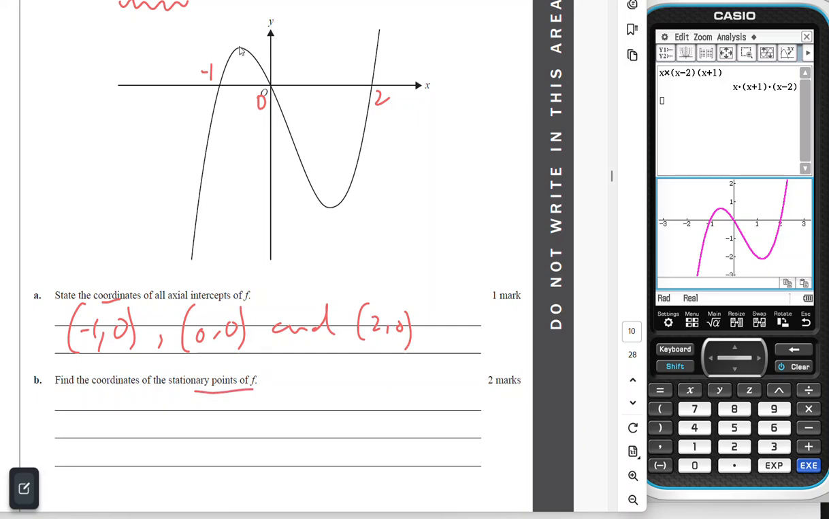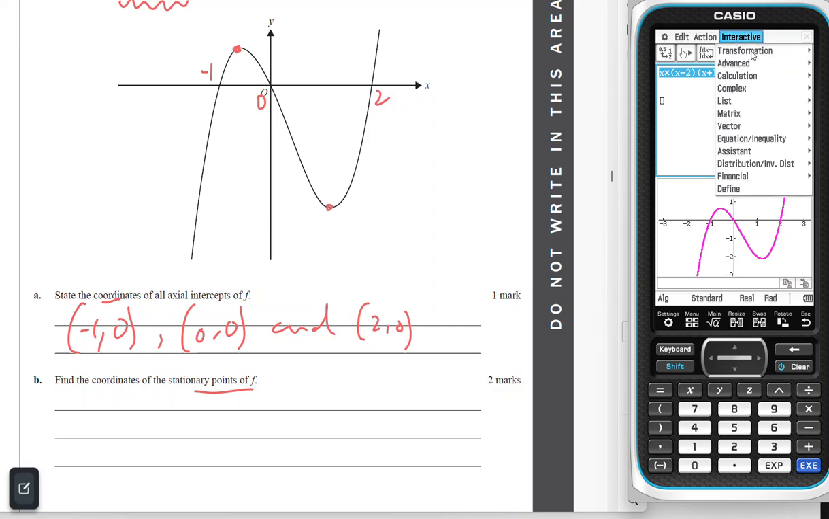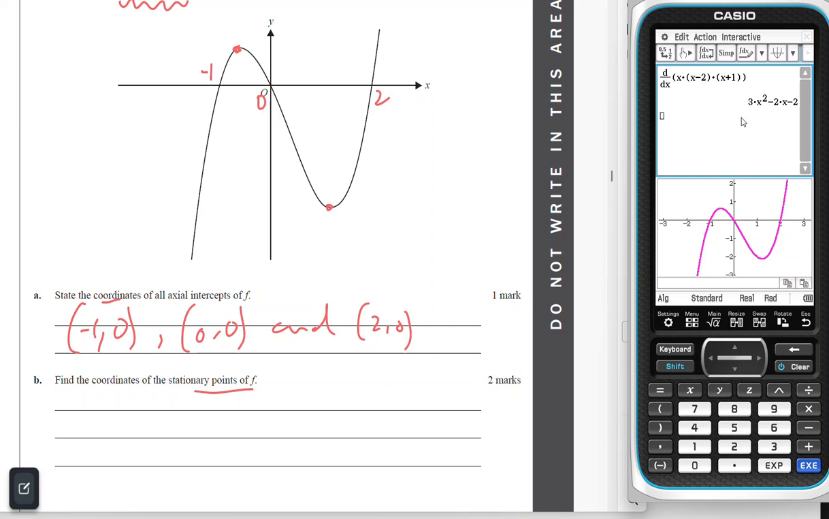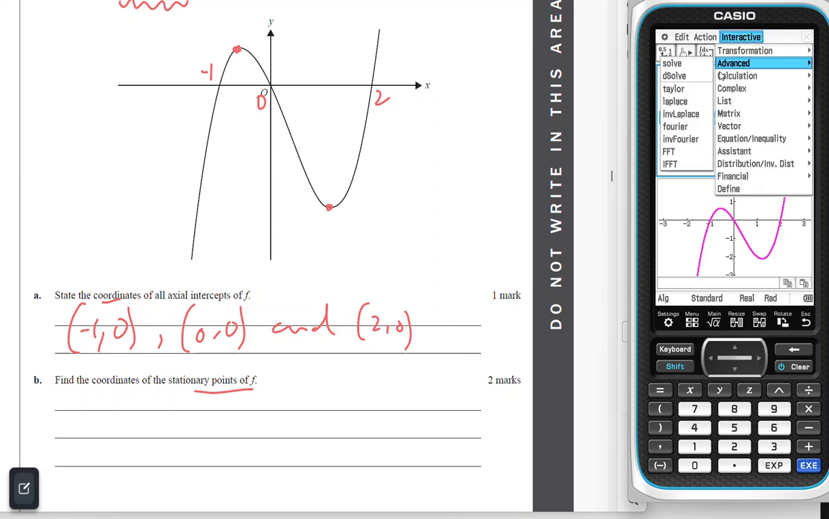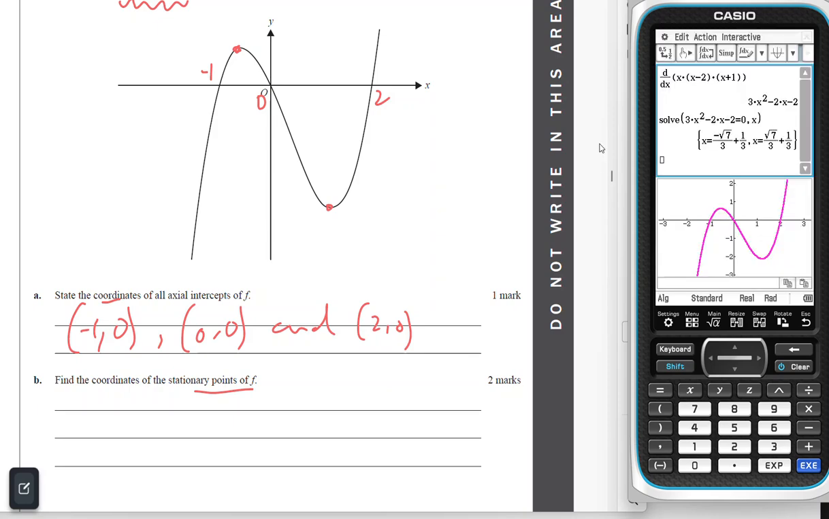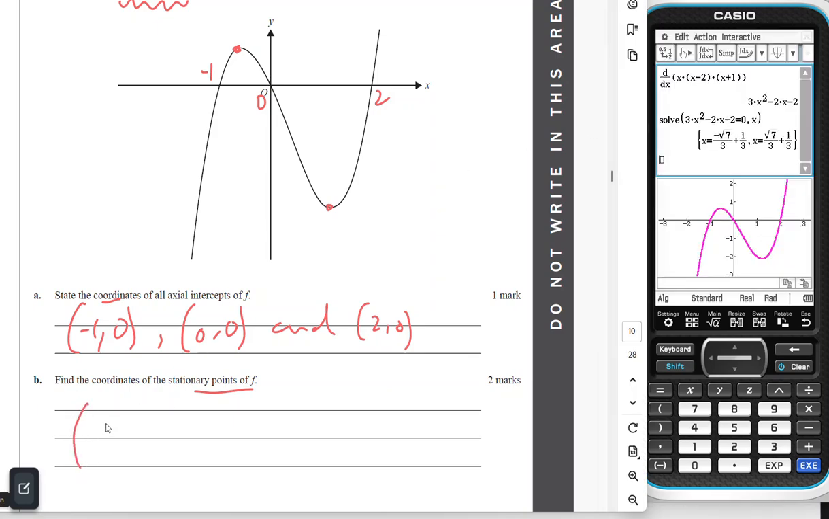Coordinates of the stationary points. So we've got 2 stationary points. So if I take this and I take its derivative, and set that equal to 0, and solve for x, so we get the coordinates, which are 1/3 minus √7 on 3 and something, and 1/3 plus √7 on 3 and something.